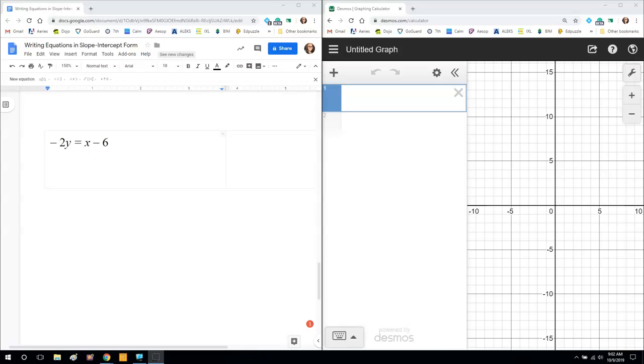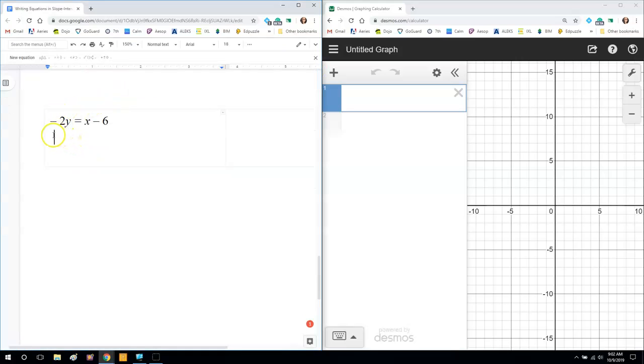Hey guys, we're going to practice writing equations in slope-intercept form and how to use Desmos to check that. So there have been some small issues with people not dividing the entire side when you're using the properties of equality. So we are going to try and solve this one for y.